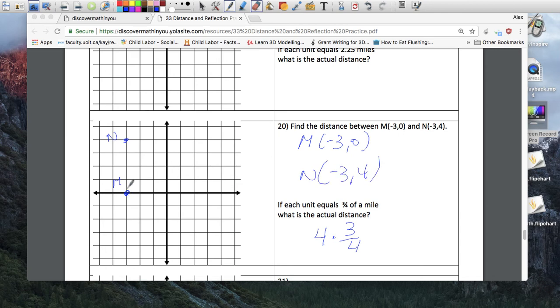Negative 3 and 0, and negative 3 and 4. They both have the x-coordinate negative 3, so they're both on this line, but one is on the x-axis and one is 4 units above. So we take the absolute value of the other two: the absolute value of 0 is 0, the absolute value of 4 is 4. We add these two, and that gives me 4. So on the coordinate plane, it is 4 units. 1, 2, 3, 4. And we multiply 4 times 3/4, and we can put this over 1. 4 times 3 is 12, and at the bottom, 1 times 4 is 4. And 12 over 4 is the same thing as 3, or in this case, 3 miles.